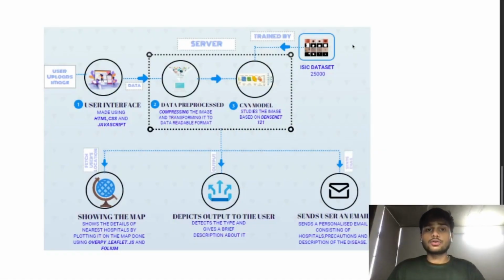In the process cycle of a project, the first layer is the user interface. We have created an incredibly easy user interface using HTML, CSS, and JavaScript. The data fetched from this web application is then sent into the data preprocessing functions. This pre-processed image data is then sent into our CNN model. Our model is based on transfer learning of DenseNet 121 and some custom layers added over it.